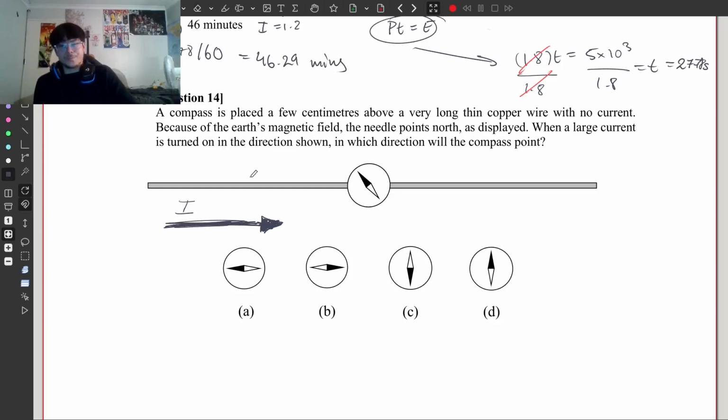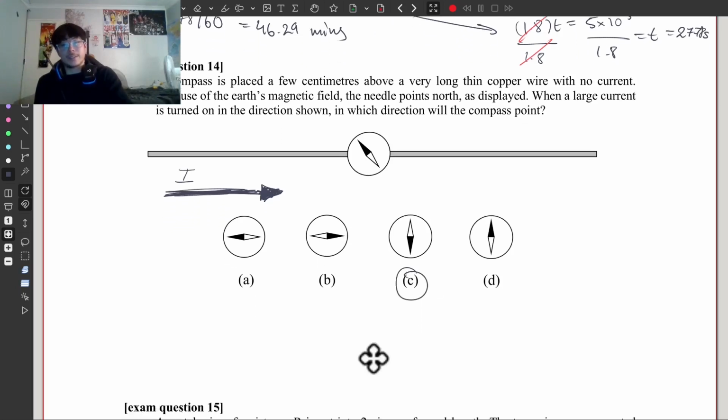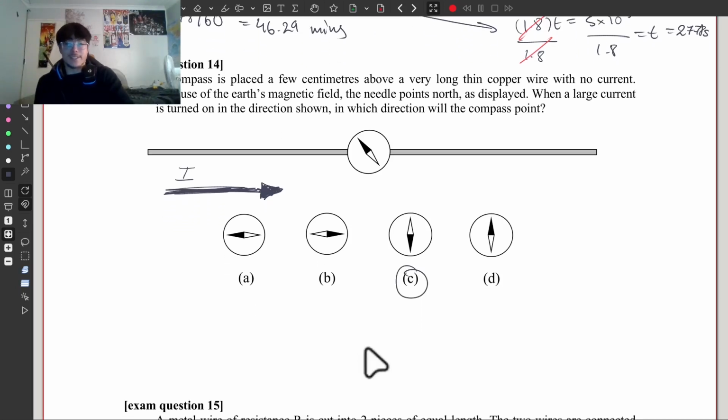So we need to also remember that a compass, the north bit, the black bit here, will point in the direction of the magnetic field. Now, since the magnetic field is coming towards me, the direction will be pointing this way. I hope that makes sense.